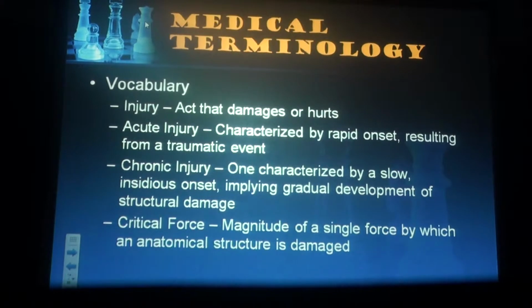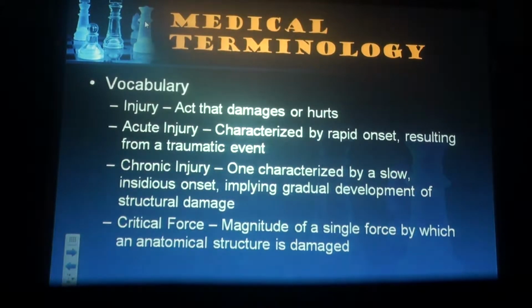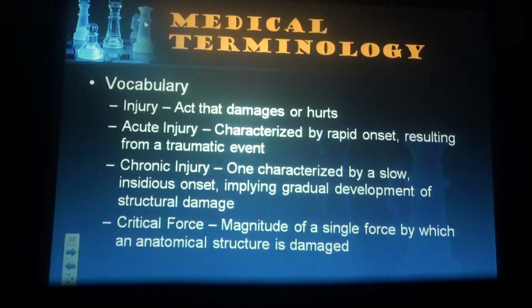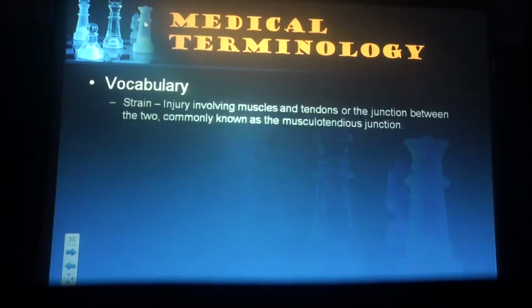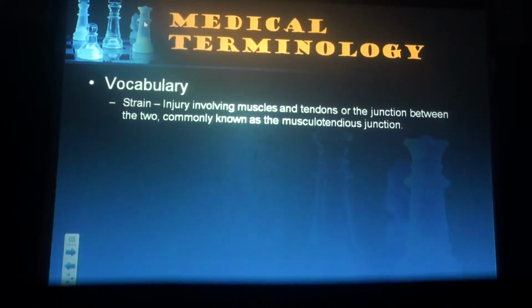Next, you have critical force. Magnitude of a single force by which an anatomical structure is damaged. So it takes force to create an injury. Next, we have a strain. A strain is an injury involving muscles and tendons or the junction between the two, commonly known as the musculotendinous junction. So a strain involves muscles and or tendons.